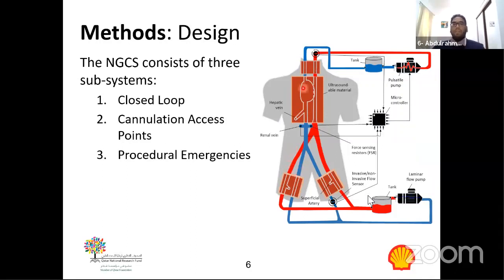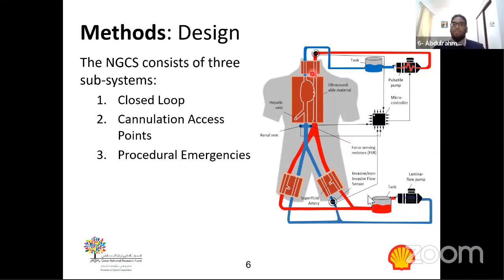Here in our design, we have our idea of the next generation cannulation simulator, where you have first the closed loops, which are composed of the tubes that the liquid runs in, and the special connectors, and the motors or pumps that are controlled using the controller. We also have the cannulation access points, highlighted in dark red, which is where the insertion of the cannula goes through. It's very critical in order to emulate and teach healthcare participants how to do cannulation.